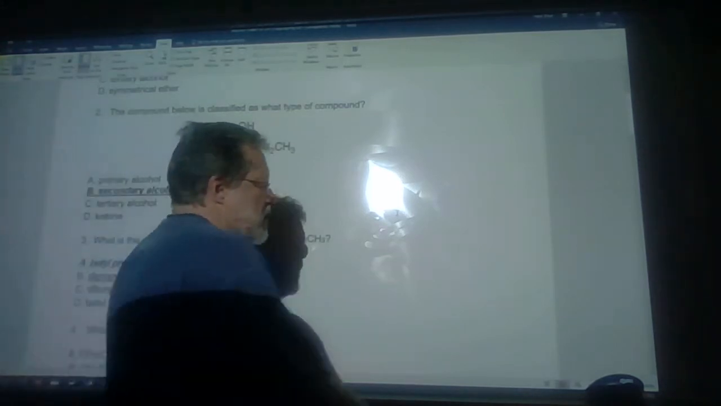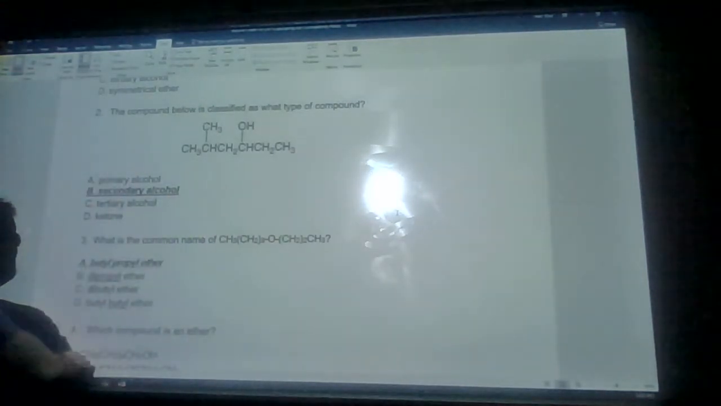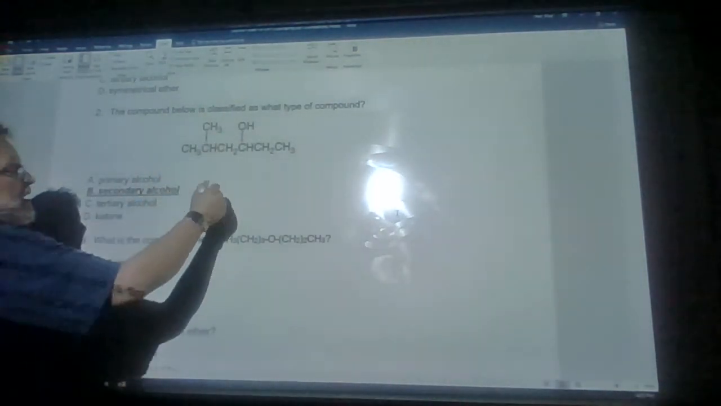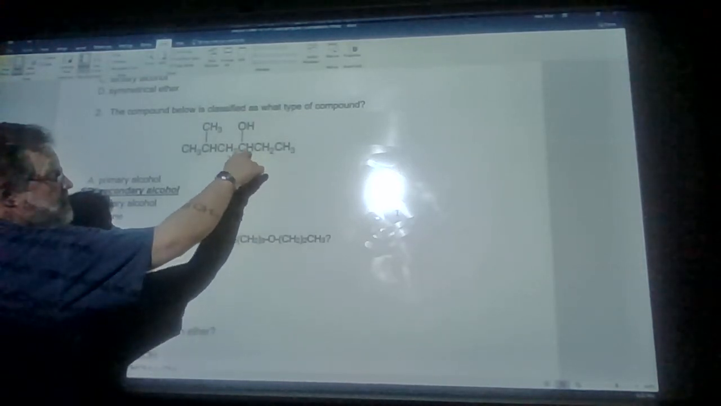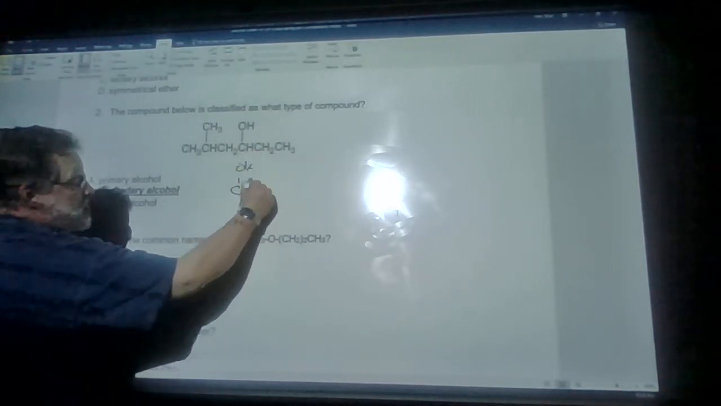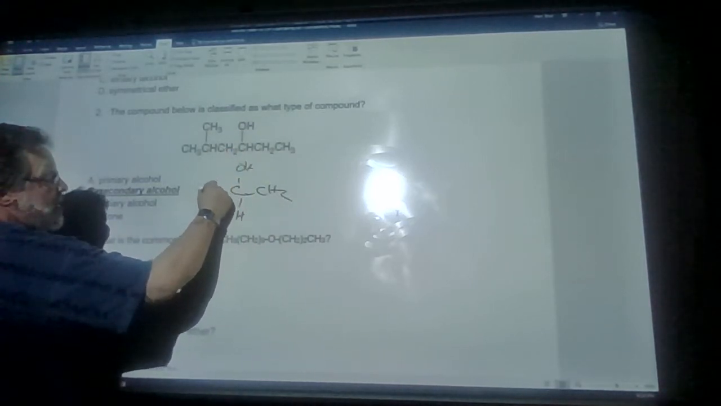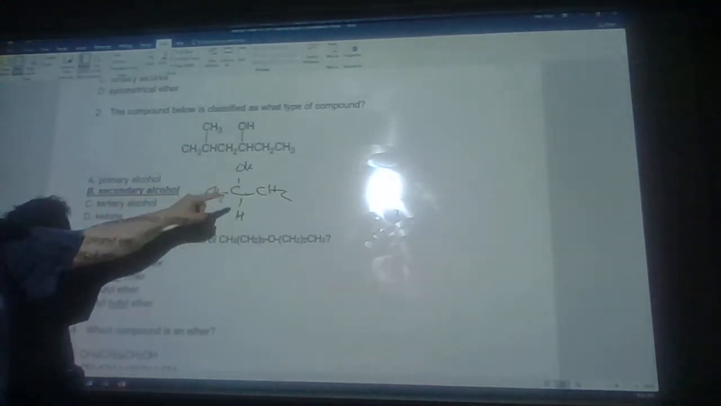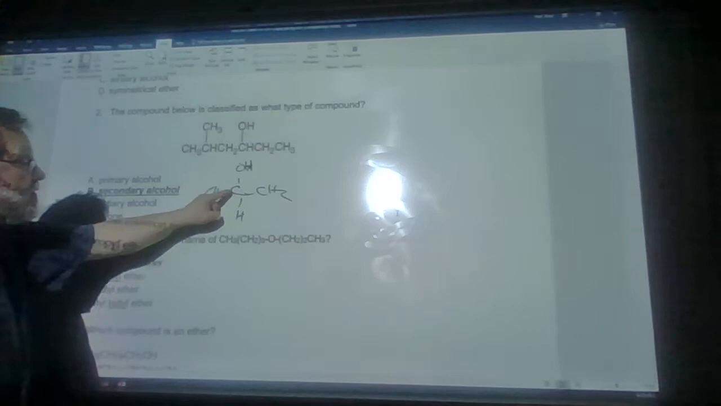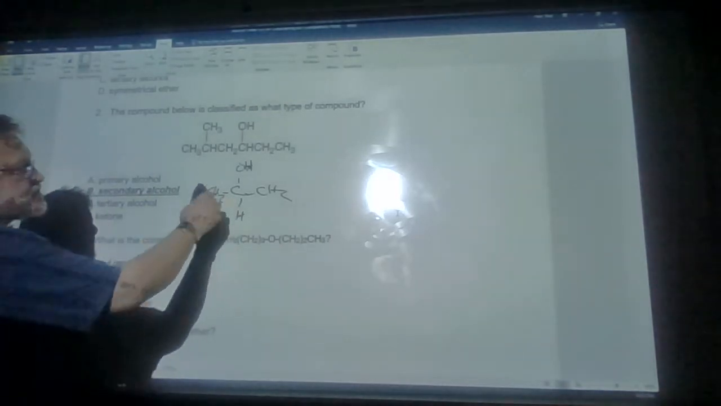Number two, what kind of compound is this classified as? Again, if we look at the carbon that has the OH associated with it, it is bonded to one hydrogen because the hydrogen is to the right of it. It's bonded to that CH2, and it's to the right of this CH2 group, so it's bonded to that. So we have two carbons associated with the carbon that has the OH group on it. This is the secondary carbon. Secondary alcohol.